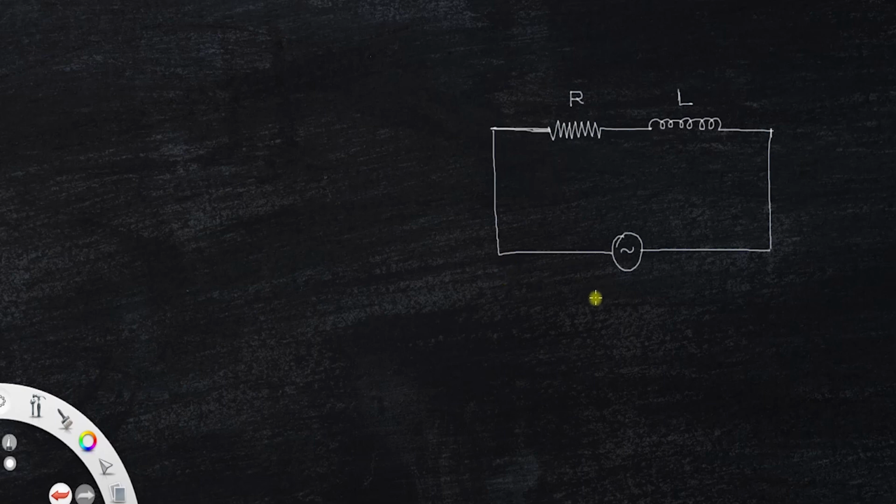We know the voltage supplied by the AC source is V0 sine omega t, where V0 is the peak value of voltage, omega the angular frequency, and t the time at any instant. This voltage divides between the resistance and the inductor. Let VR be the voltage across the resistor and let VL be the voltage across the inductor.